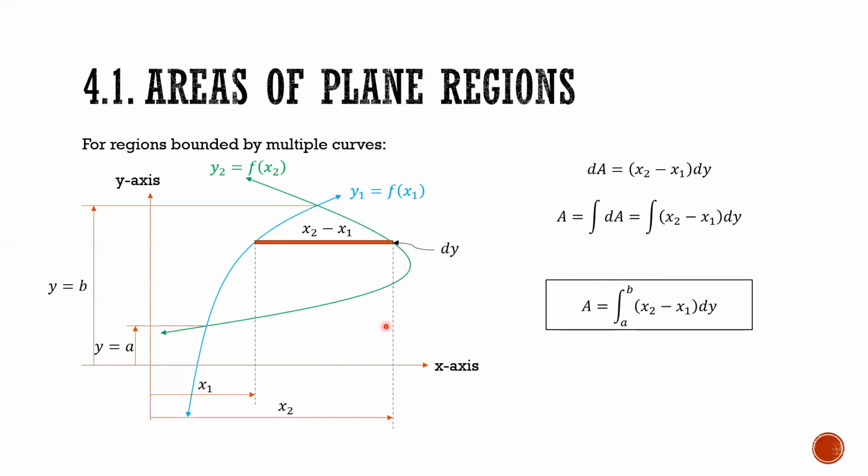Now, like I did in the previous case, I like to write this equation in this manner. The integral from the lower limit a to upper limit b of x sub r minus x sub l times dy. In this case, x sub r represents the right curve. x sub l represents the left curve. So in this case, the right curve is represented by the green curve, which is y sub 2, and the left curve is represented by the blue curve, which is y sub 1. Okay?